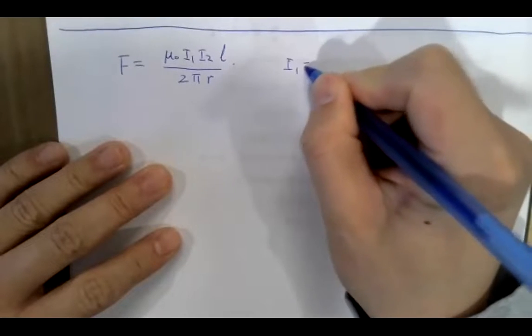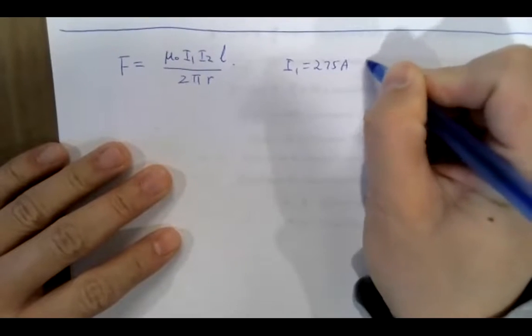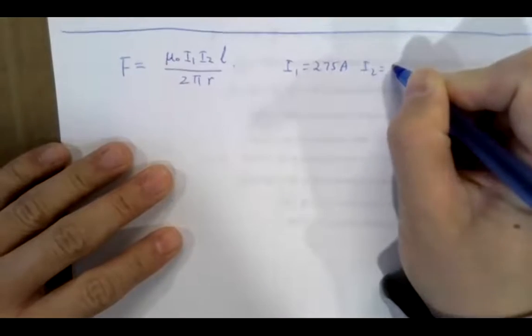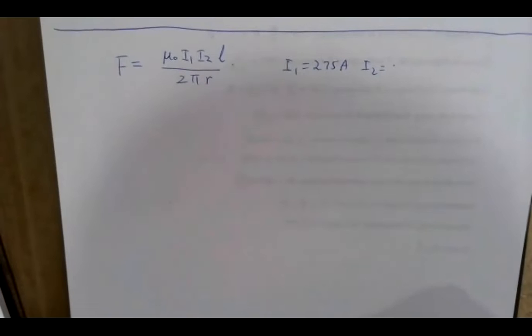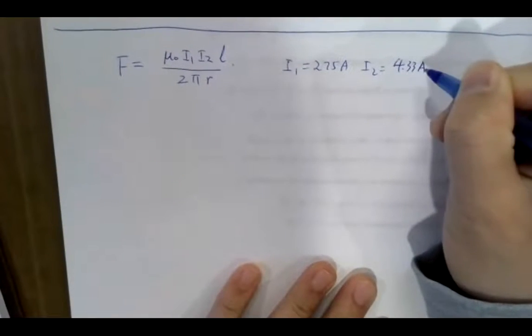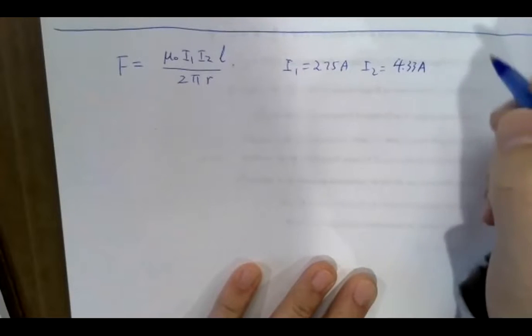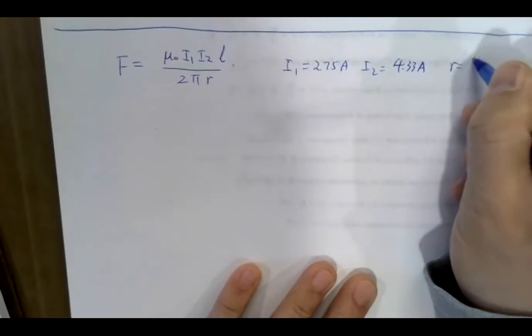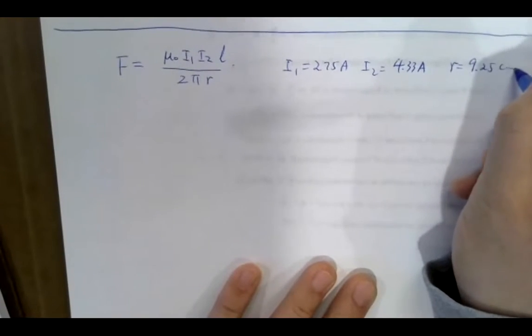It tells you I1 is 2.75 amps, I2 is equal to 4.33 amps. It tells you the separation of the two is 9.25 centimeters.